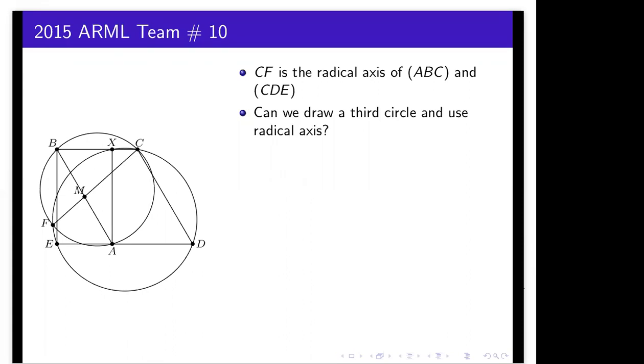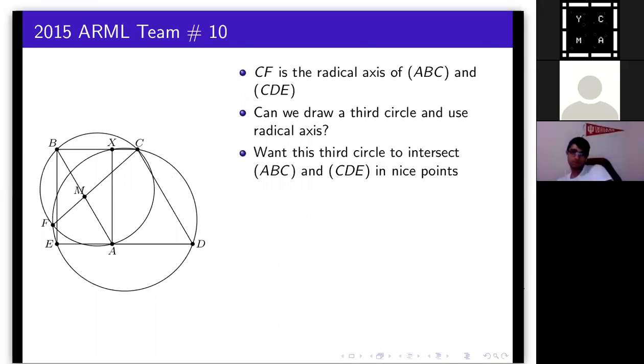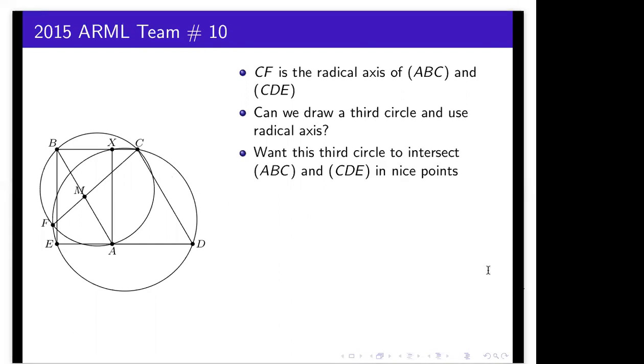In order to be able to use this common chord property, we're going to want this third circle to intersect ABC and CDE at nice points. Does anyone have any suggestions on what circles we could use? As a side note, if the circle passes through C, then the information is useless, because C will be the radical center of the three circles, and we already know C is on CF.